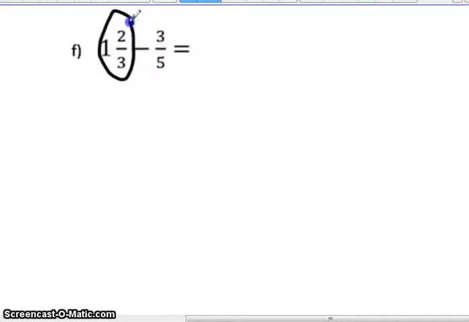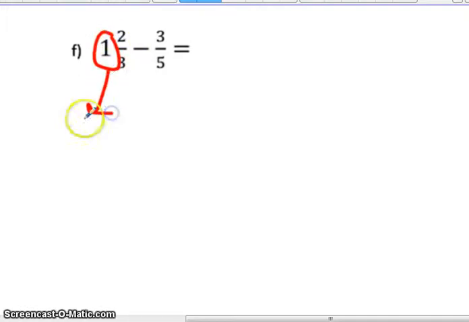We need to take this number and make it into just one fraction. Then we can subtract the other fraction from it. We can't have a mixed number and then subtract a fraction. It's just not possible. So we got to change it, and what we do is we take this 1 and we turn it into a fraction.